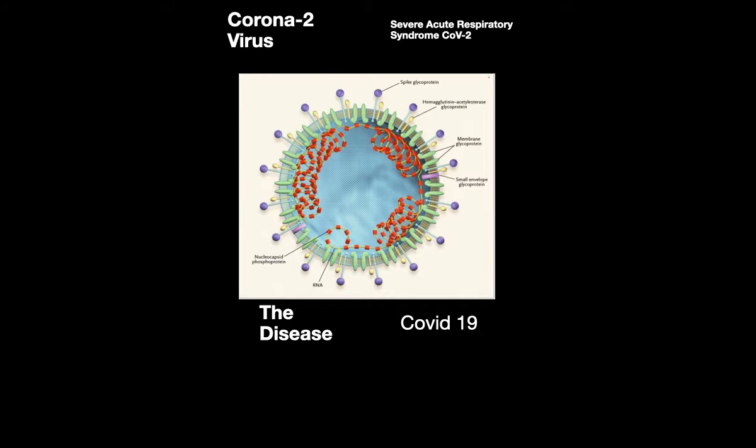This brief presentation will detail how the COVID-19 disease process is operational and how it kills its victims. The Corona-2 virus, or the severe acute respiratory syndrome COVID-2 virus, was first discovered in Wuhan, China. It causes a disease that is now referred to as COVID-19.